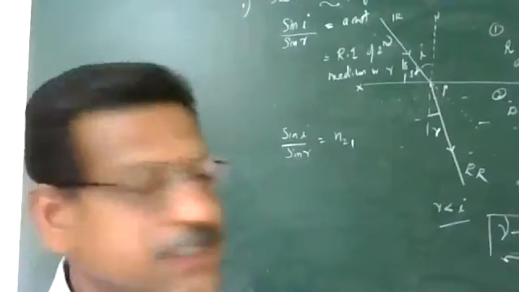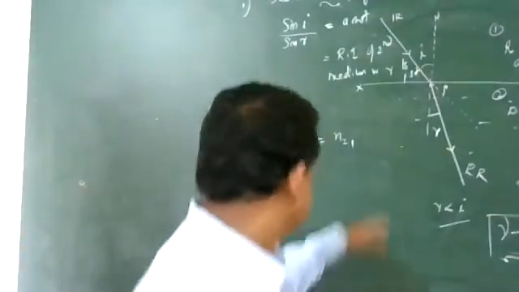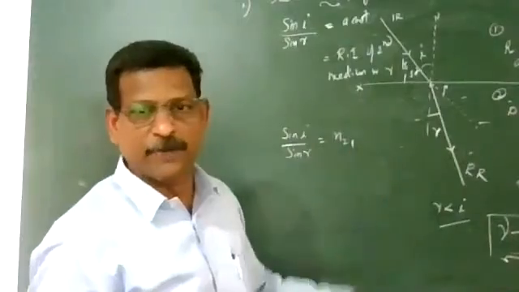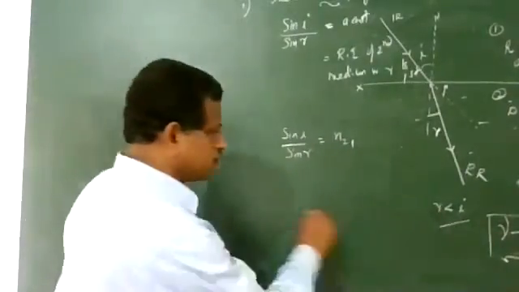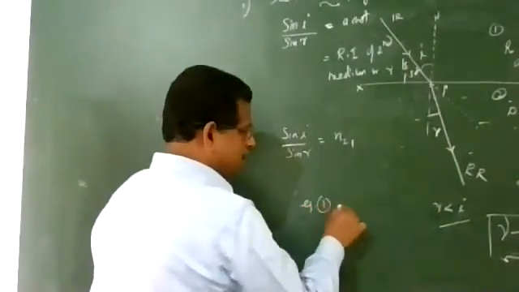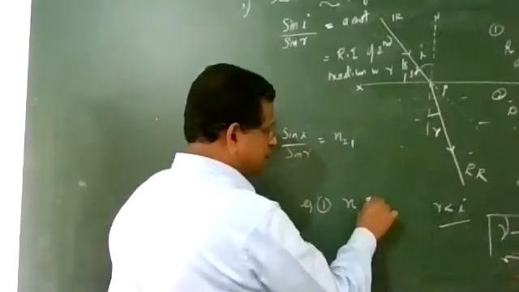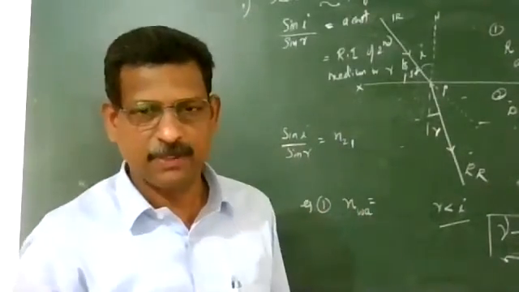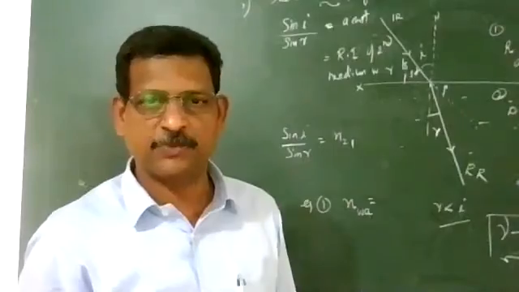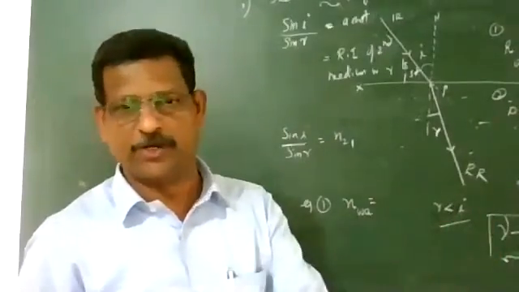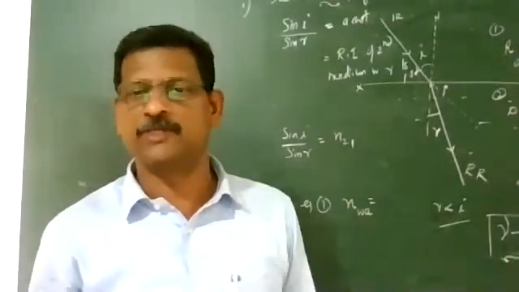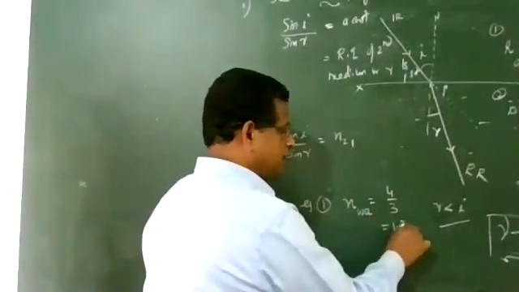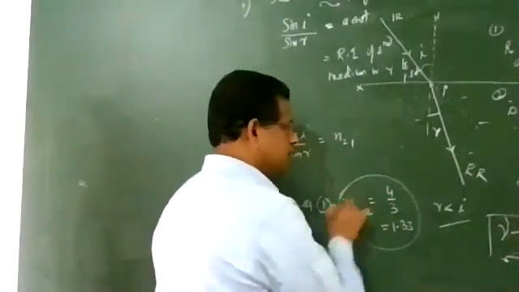This is the way we classify mediums. If you are taking the refractive index of the second medium with respect to the first one, for example, the refractive index of water with respect to air, air is taken as a reference. Light is coming from air to water. What is the refractive index of water with respect to air? It is 4 by 3, that is equal to 1.33.